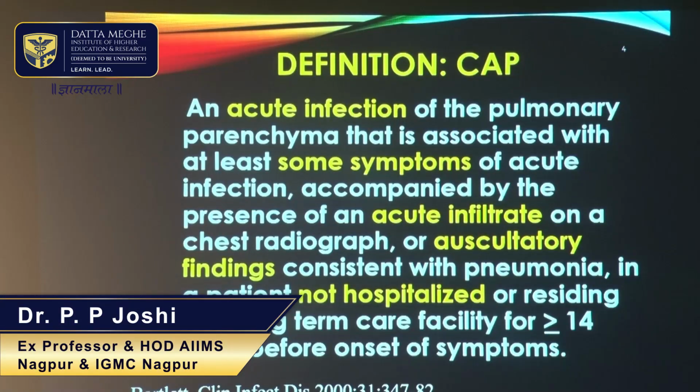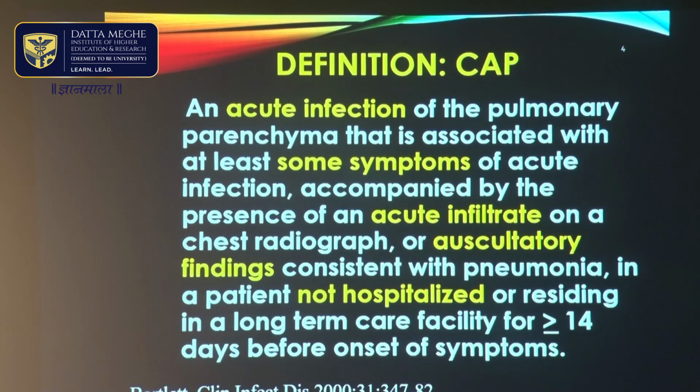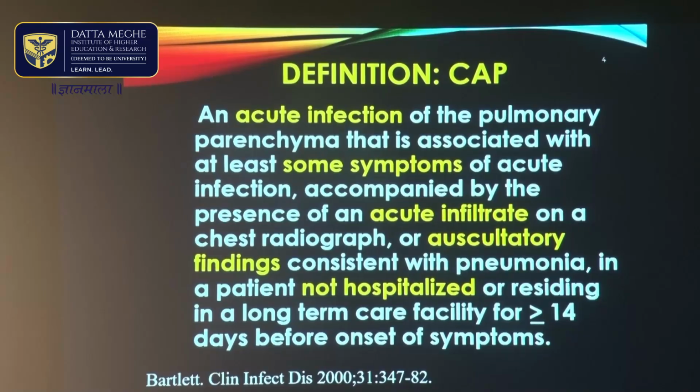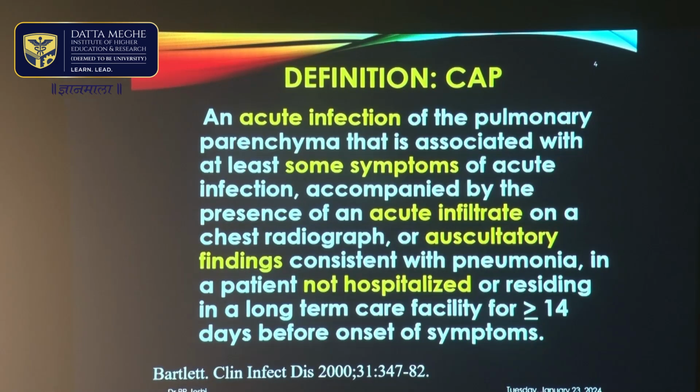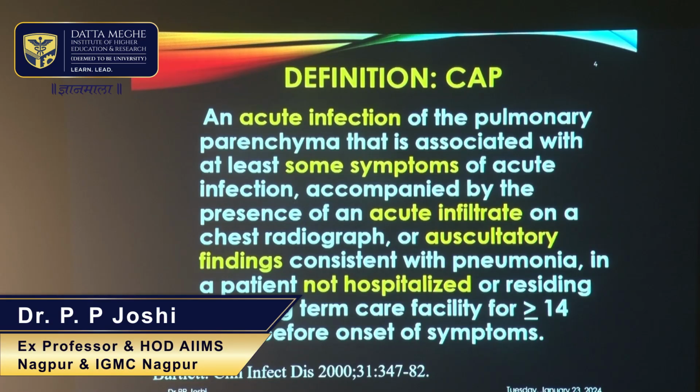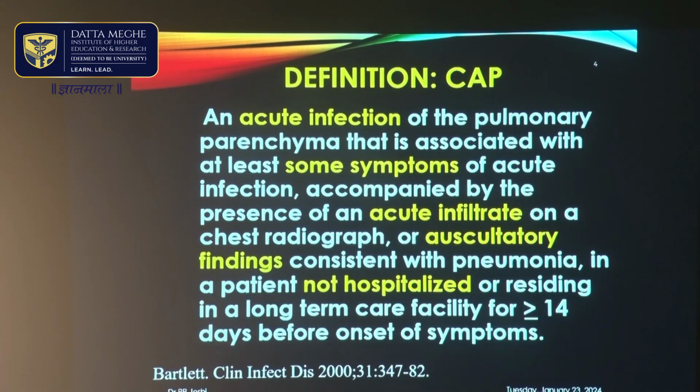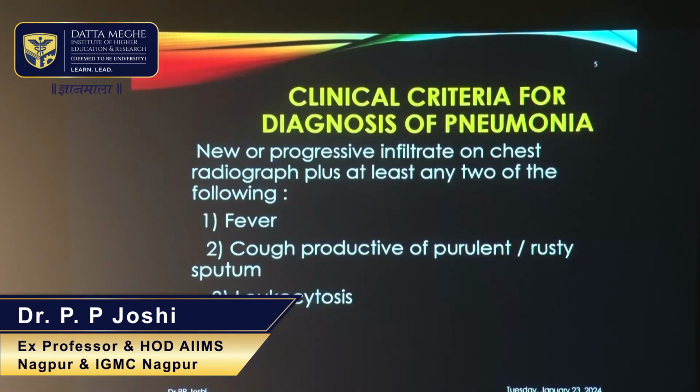So let us start with the definition of pneumonia or community acquired pneumonia. It's an acute infection of the pulmonary parenchyma causing inflammation, which is associated with at least some symptoms of acute infection like fever, accompanied by presence of an acute infiltrate on the chest X-ray and auscultatory findings which are consistent with pneumonia, which I described in my case study, in a patient who is not hospitalized or residing in a long-term facility for more than 14 days before the onset of symptoms. That's the definition of community acquired pneumonia.